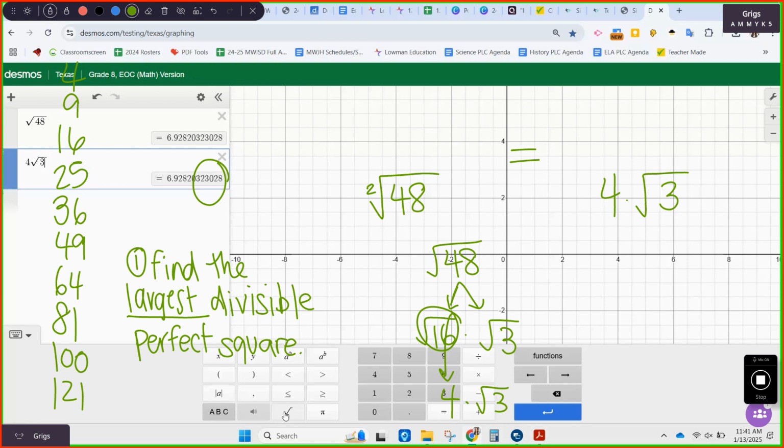Do they equate to the same decimal? Yes. Did I simplify correctly? Okay. So I can always check myself. On to the next.